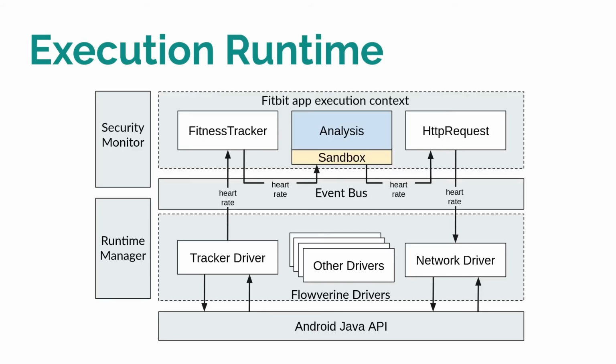The runtime of Flowverine looks like this. We have application elements at the top of the image, which communicate between each other through the event bus provided by the Flowverine middleware. On the bottom we have certain drivers that implement the proxy to the Android API. On the left we have a security monitor that tracks calls to Android API and also elements that the middleware provides. And we have a runtime manager that controls the execution of IFC policies.